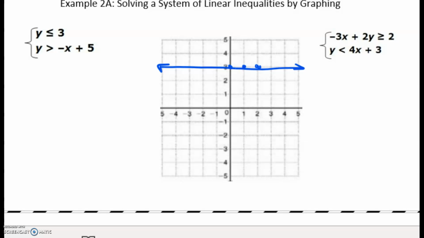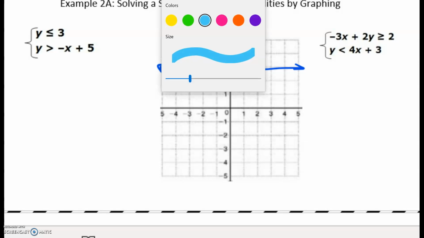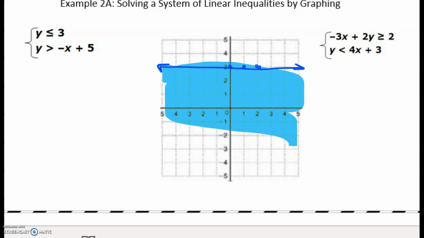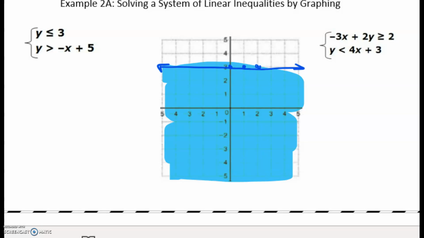Okay, so I graphed the line y equals 3, but now I've got to figure out my shading. Do I shade above or below? Well, since this is a less than symbol, that means below. All points below this line would be a part of the solution set. So I'm going to shade everything below this line. Okay, so that's the top one.